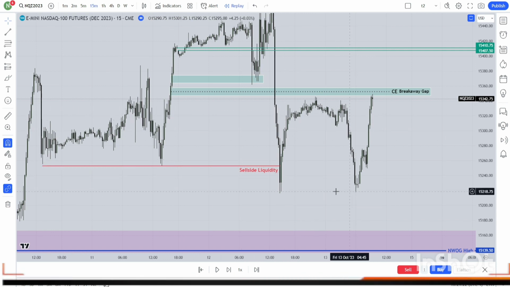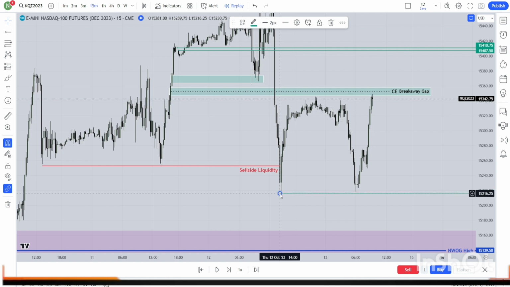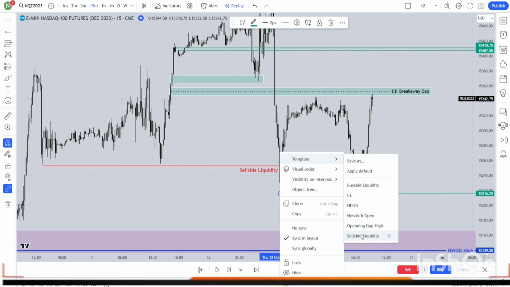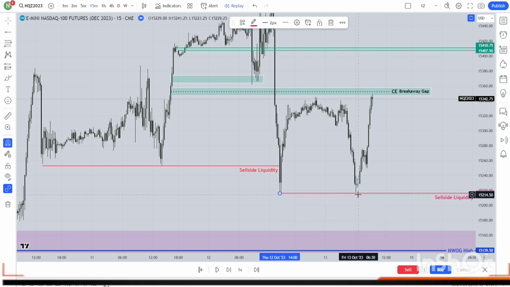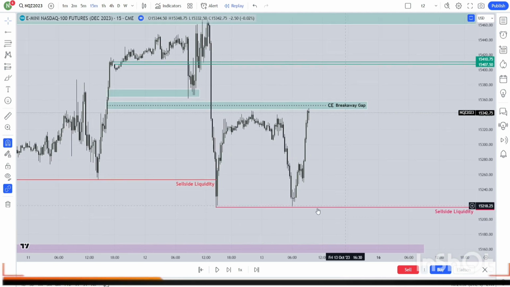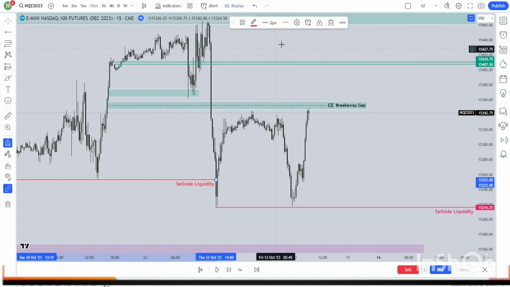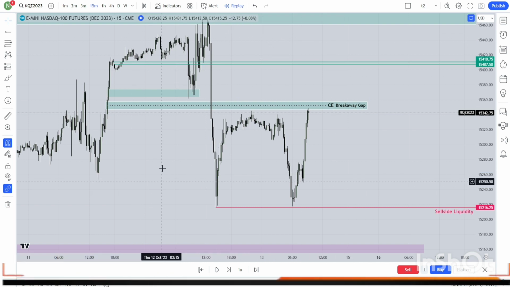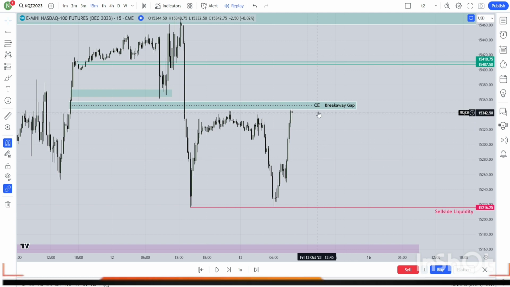It tried one more time and made this relatively equal low. That is my next sell side liquidity. I'll mark this one as my sell side liquidity. You see this low and this low, they are relatively equal lows, or you can say a very clean low. So this is the sell side liquidity. Now I'll remove this other sell side liquidity because it is no longer important. Right now price is over here, and I will tell you how to read the price before the entry.